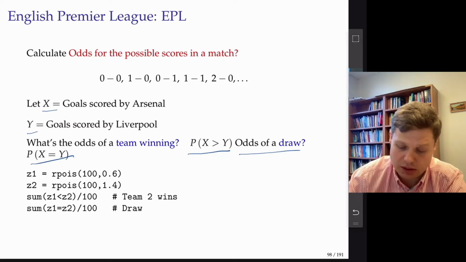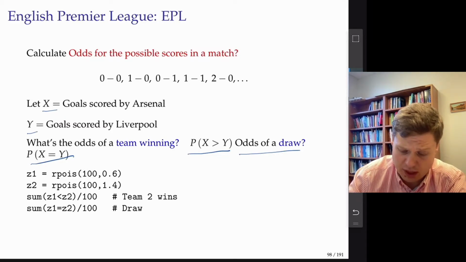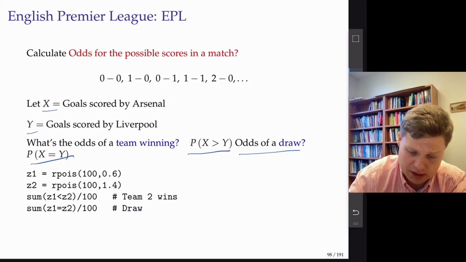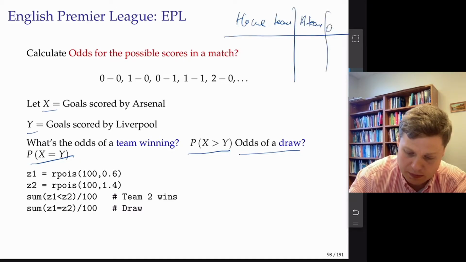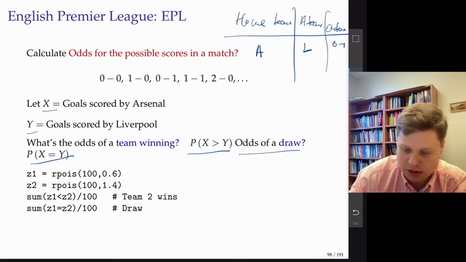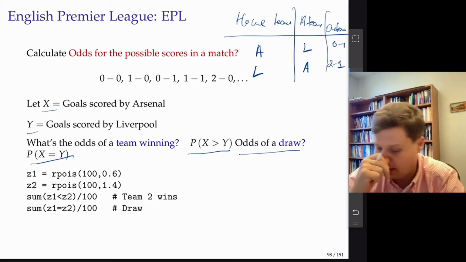And let's say we use historical data, and historical data has something like this. It has the home team, and then away team, and then outcome. So let's say you have Arsenal versus the Liverpool, and the outcome was 0-1. And then when Arsenal played away and Liverpool was the home team, the outcome was 2-1, something like that.